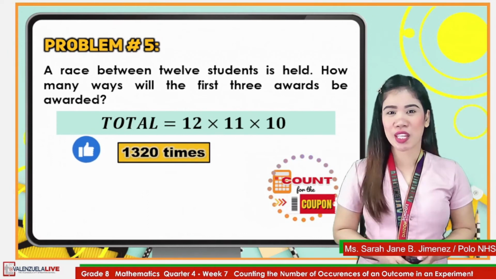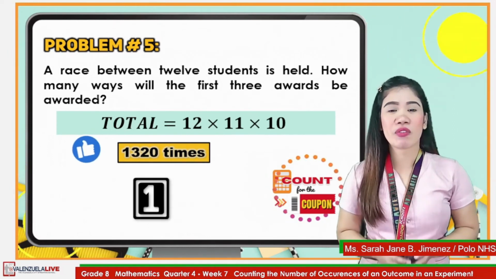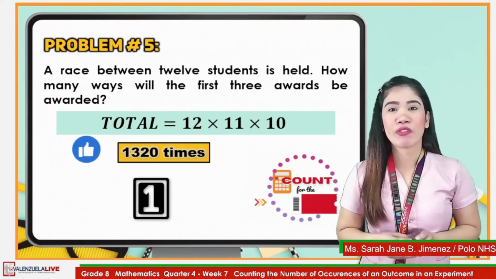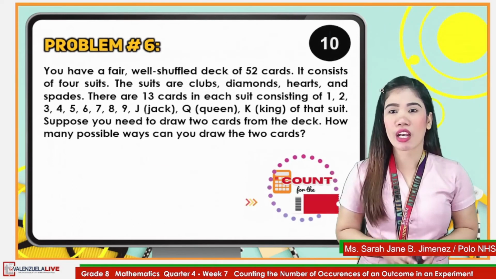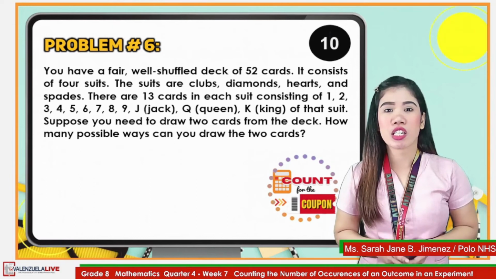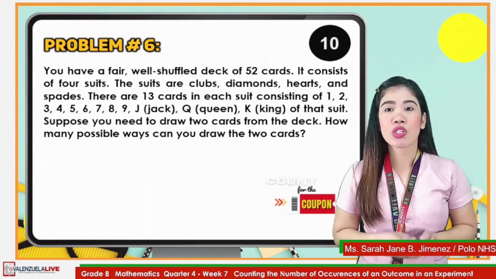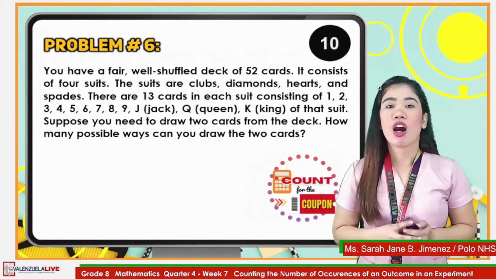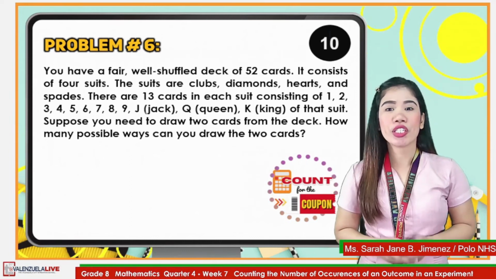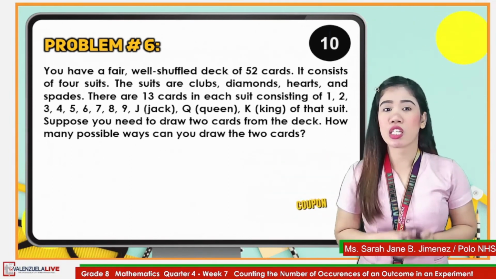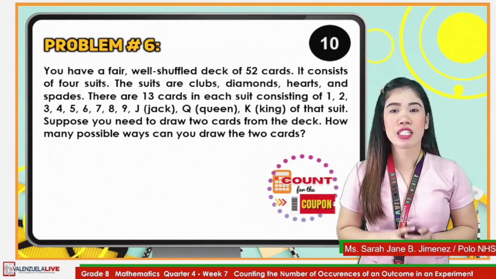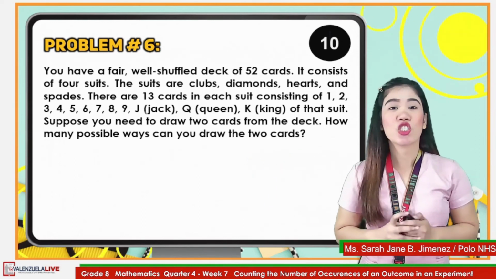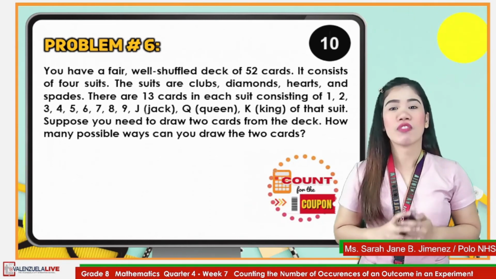You are doing well, students. We now have 1 as the 5th character for our code. And for the last problem, you have a well-shuffled deck of 52 cards. It consists of 4 suits. The suits are clubs, diamonds, hearts, and spades. There are 13 cards in each suit, consisting of 1, 2, 3, 4, 5, 6, 7, 8, 9, Jack, Queen, King of that suit.